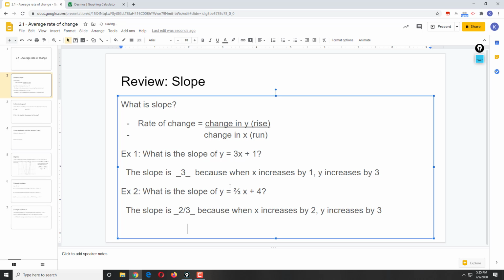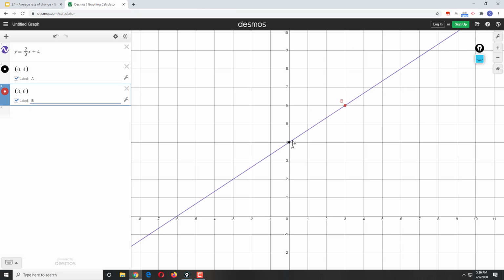So why is this a fraction? Well, this is just to say that when x increases by 3, y increases by 2. We can also say equivalently, when x increases by 1, y increases by 2/3. So that's why the slope is 2/3. We can see that when we go back to the graph. When x increases by 1, y increases by about 2/3. In fact, it's exactly 2/3. Yeah, and we can see that's right. So that's slope.